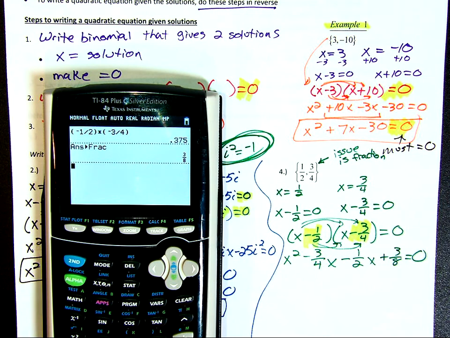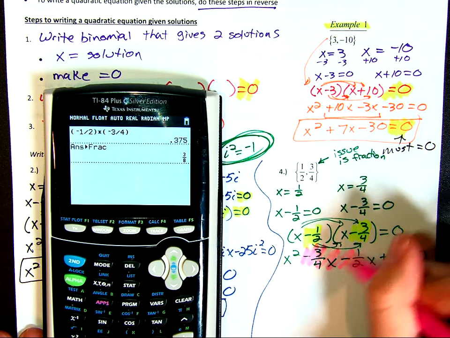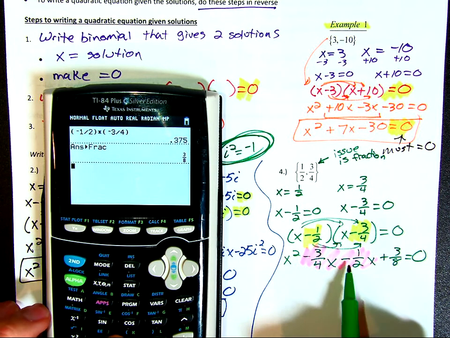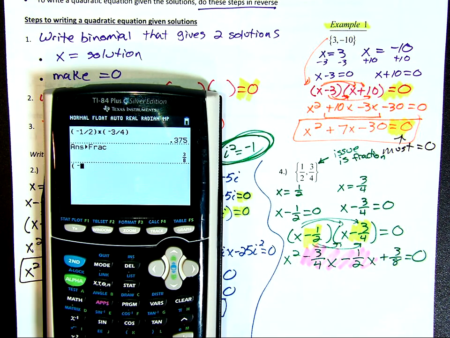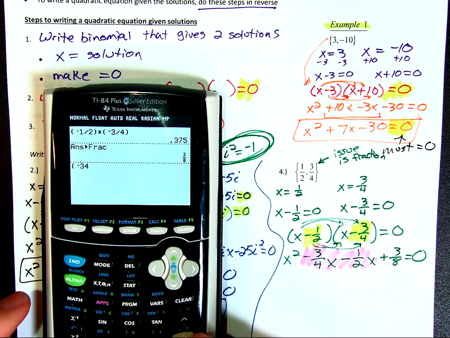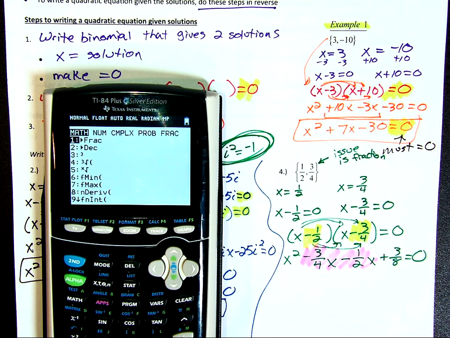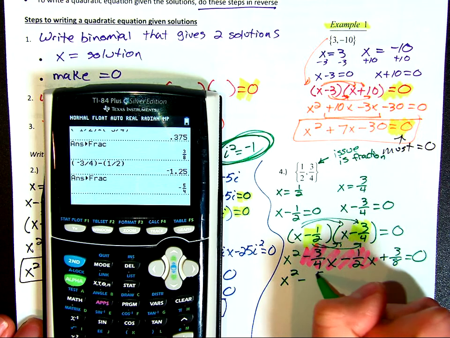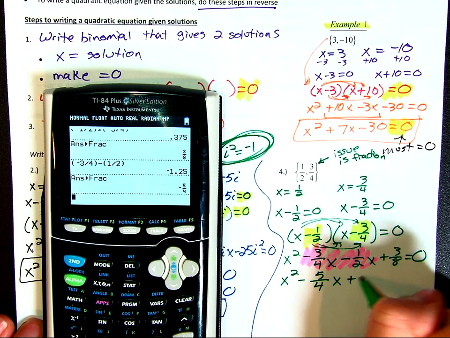Again, just like before, we should see some like terms here that we can put together. So I need to do -3/4 minus 1/2. So in parentheses, -3 divided by 4 minus, in parentheses, 1/2. And then I'm going to change that back into a fraction again, which is -5/4. So I have x squared minus 5/4 x plus 3/8 equals 0.